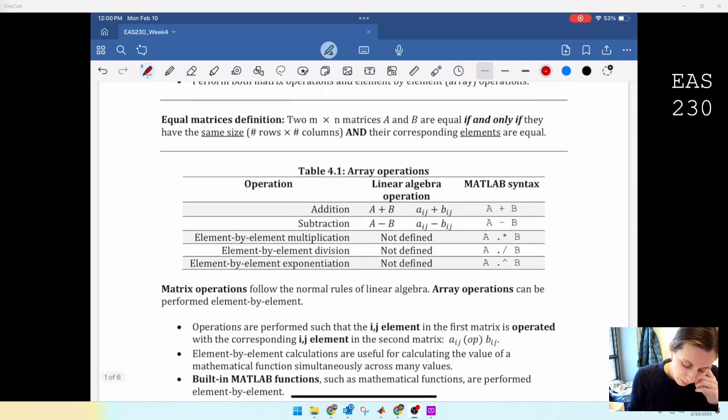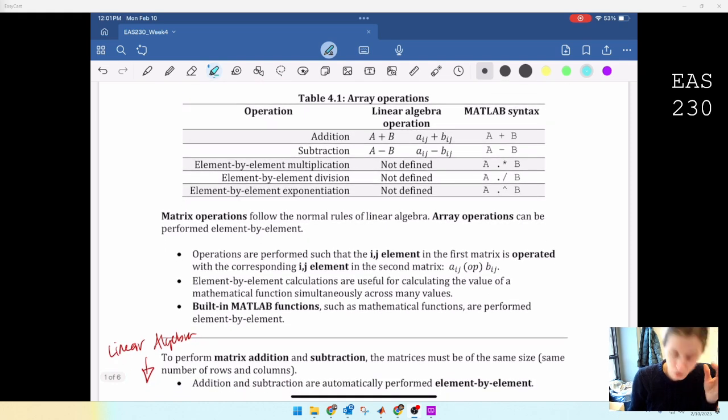So first things first, equal matrices. Two matrices are equal if they have the same elements and the same size. This size thing is going to be really important, where we define it as the rows times columns of a matrix. So if two matrices are equal, they need to have the same rows, same columns, and the same elements, the same value in each corresponding location.